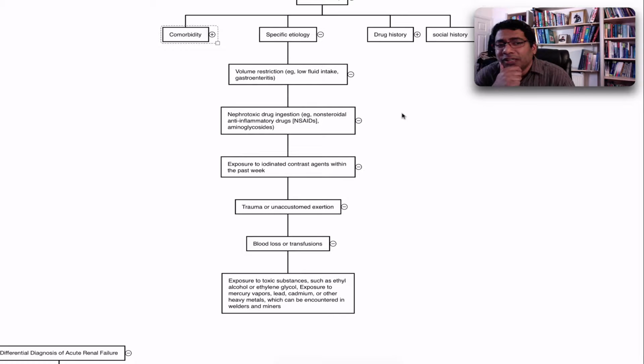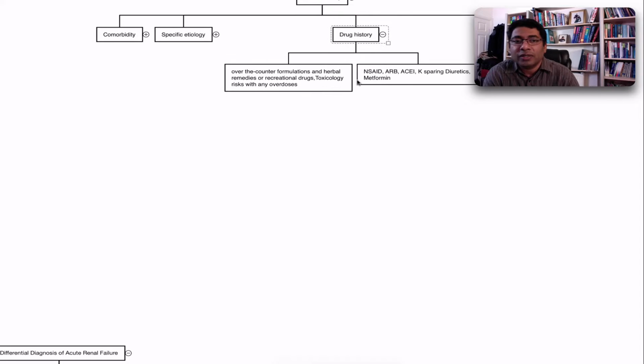So plenty of things to consider. So you would always ask, was there any hypovolemia, any nephrotoxic drugs, any toxicity, any contrast, and was there any trauma, or especially, you can imagine, myoglobin getting precipitated within the tubules. Was there any blood loss or transfusion associated reactions? So those are the specific etiologies I would consider.